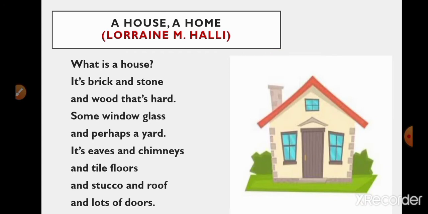So in this stanza, the poet has talked about house and what it is. According to the poet, the house is just a structure which is made up of bricks, stones, wood, window glass, roof, eaves, chimneys, and lots of doors.